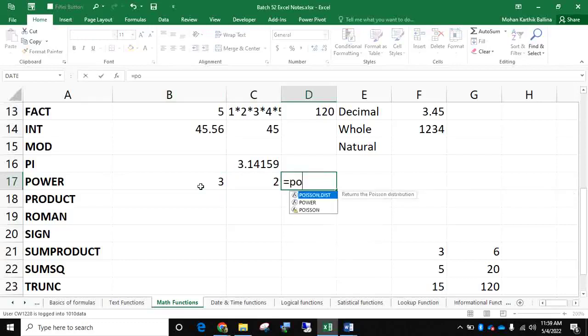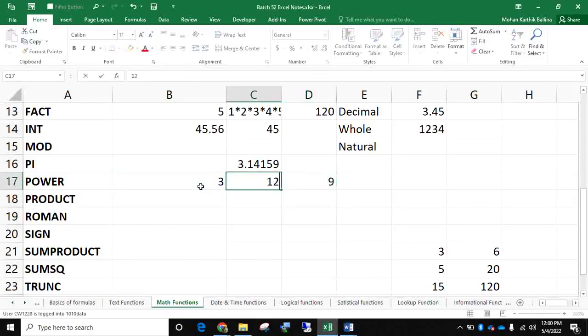Now I am going to find out some powers. My number is 3. What is my power? 2. 3 square is 9. 3 power 12. You got it, right?